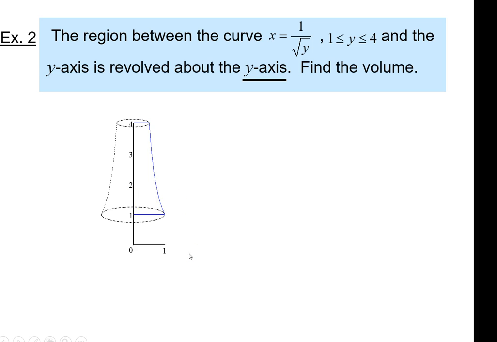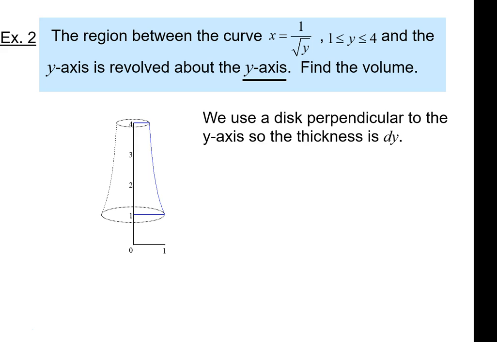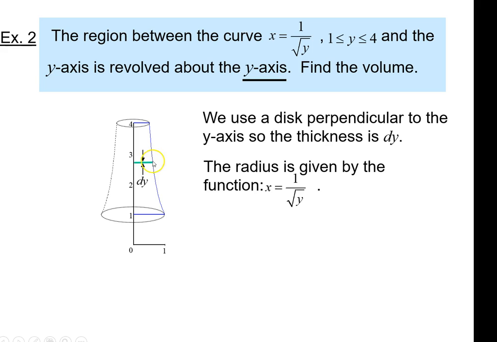You're going around the y-axis. It's a vertical axis of rotation, so that means that we're going to integrate with respect to y. So your little disk is going to be sliced this way now. It's going to be perpendicular to the y-axis. So that means it's going to be dy, we know that, and the radius for that disk is going to be the function itself, 1 over the square root of y.